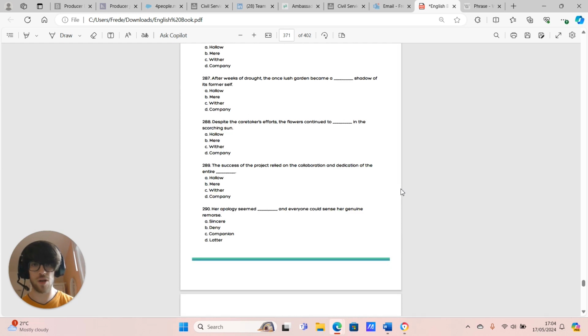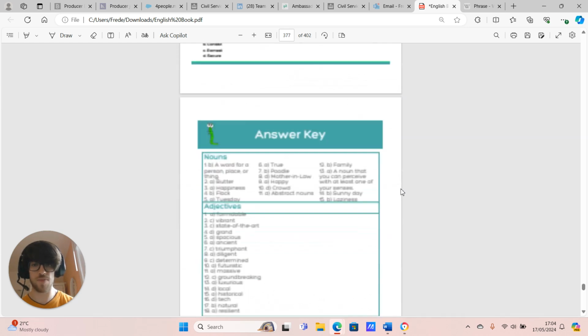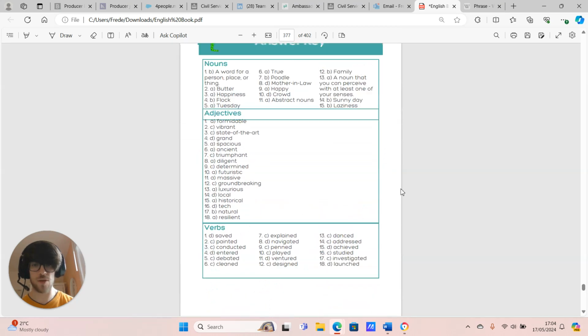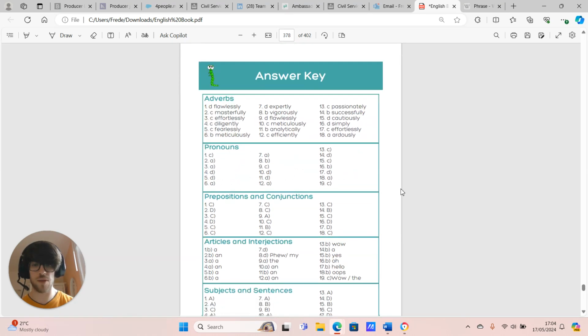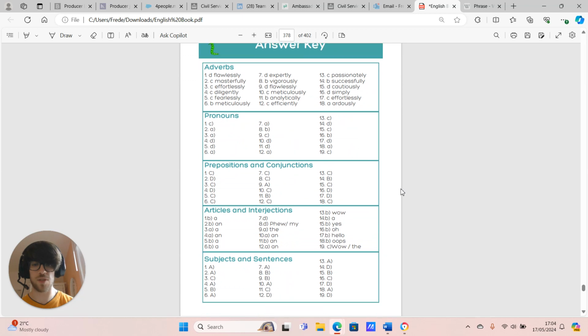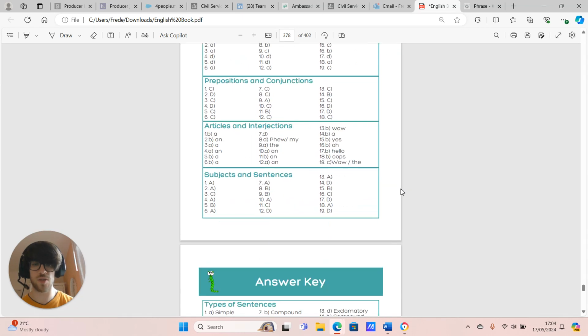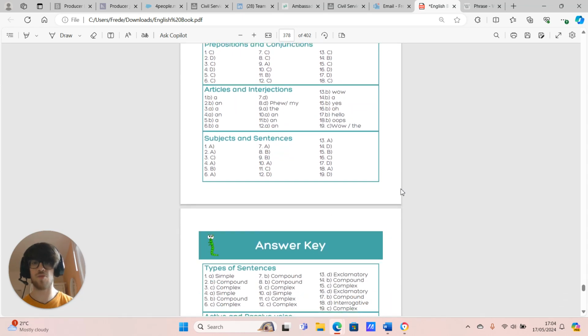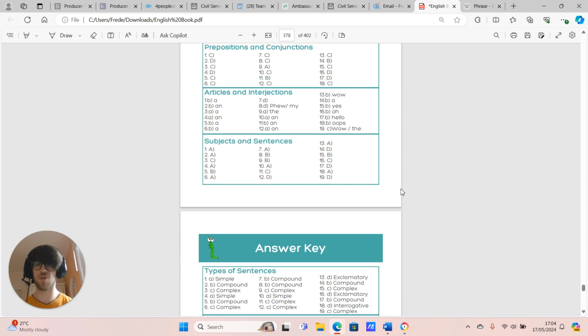Just got to wait for this all to load as usual. Where did we get to? We've done adverbs, we've done pronouns. Here we are. Prepositions and conjunctions. Indeed, there's all your answers. Okay. Feel free to pause it there, have a look at the answers for the sections that you've just done.